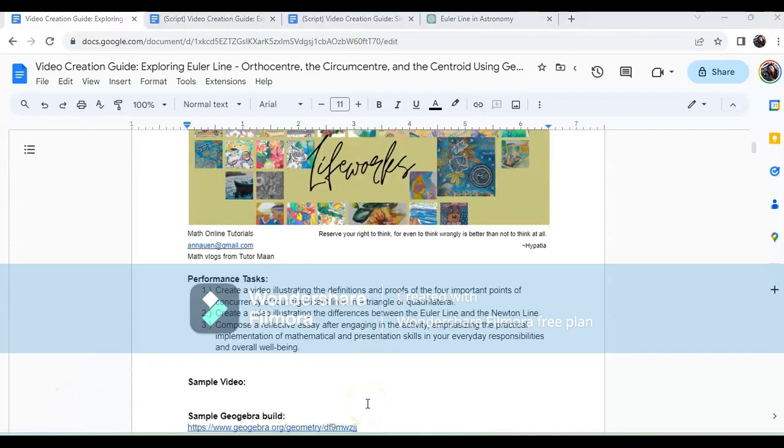You may perform the following performance tasks. Create a video illustrating the definitions and proofs of the four important points of concurrency of four significant lines in a triangle, or discuss the concepts and proving steps with your peers and a family member. After doing so, you may compose a reflective essay that emphasizes the practical implementation of mathematical and presentation skills in your everyday responsibilities and overall well-being.